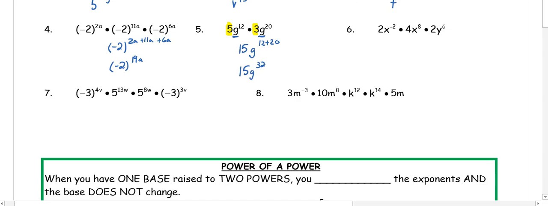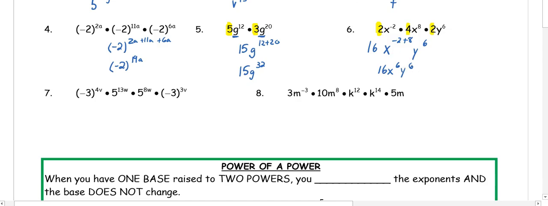Number 6. Now we have two different bases. We have an x with the powers of negative 2 and 8, and we have a y that has a power of 6. But all the numbers in front that don't have exponents, 2, 4, and 2, can all multiply together, and it doesn't matter which base they were with. So 2 times 4 times 2. 2 times 2 is 8, times 2 is 16. So we have 16x to the negative 2 plus 8 and y to the 6th. When I add those x exponents, I get 16x to the 6th, y to the 6th.